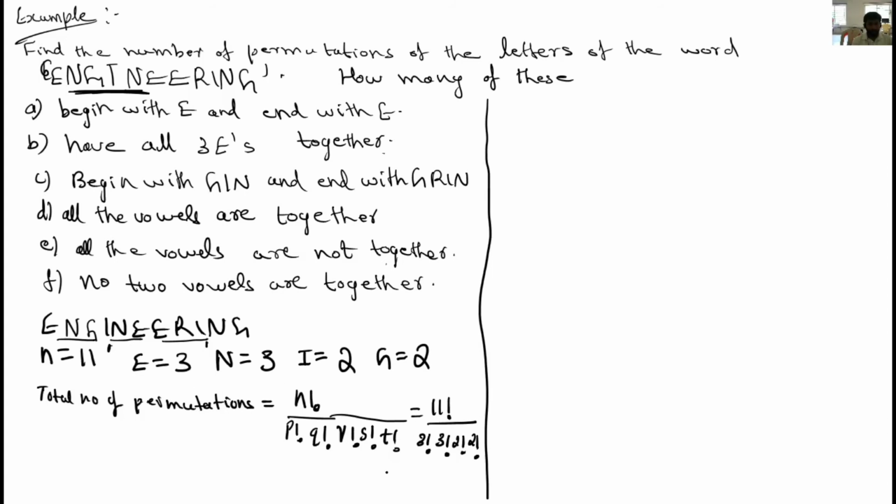3 times E repeats, so by 3 factorial. 3 times N repeats, so by 3 factorial. And 2 times I repeats, therefore by 2 factorial. And 2 times G repeats, therefore by 2 factorial. Okay, that's the answer for the main question. Then, begin with E and end with E.